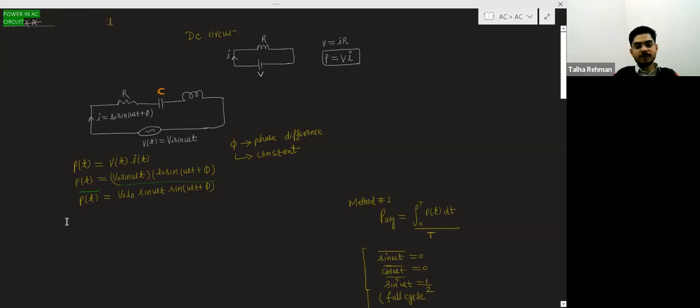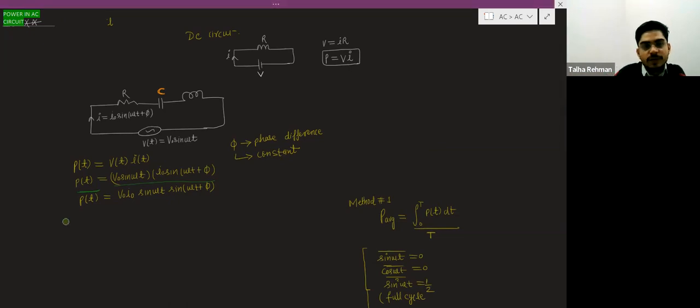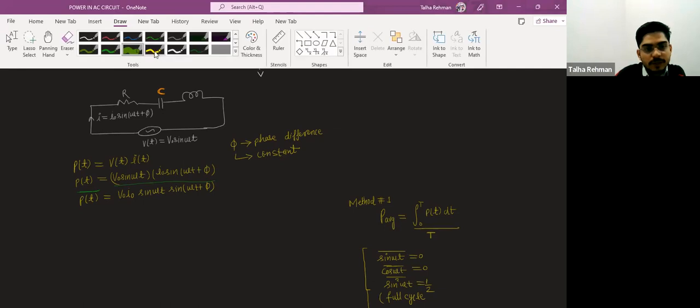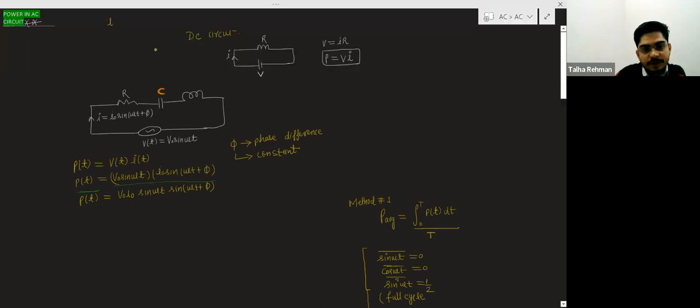So we will derive the power in AC circuit. So in DC circuit, how do we calculate power? Suppose this is a DC circuit here. This is the resistance and this is connected with a cell or a battery. Basically, a cell or a battery is a DC source. Okay, so this is a DC circuit.